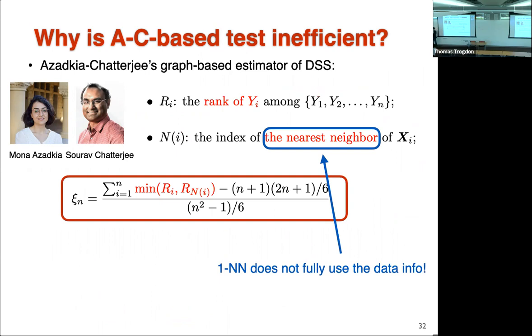And if you only use the one nearest neighbor of your data, think about the classic nearest neighbor-based density estimator or nearest neighbor regression. We know that if you just use one nearest neighbor, it will give us an inefficient estimator of the density and the regression function. So this is the main reason. And once we realize that, we can boost the efficiency.